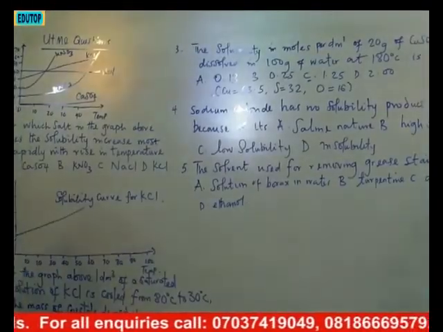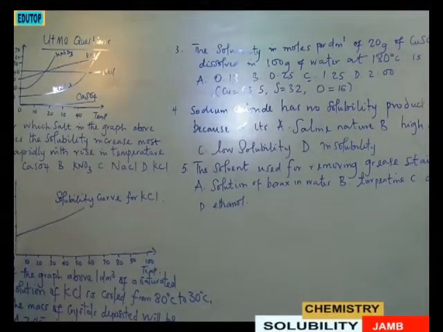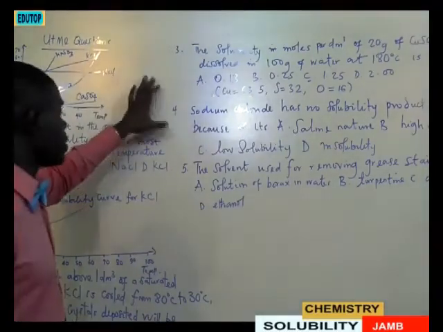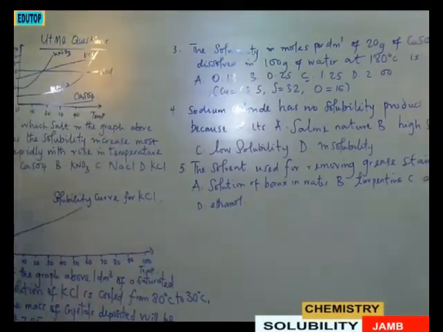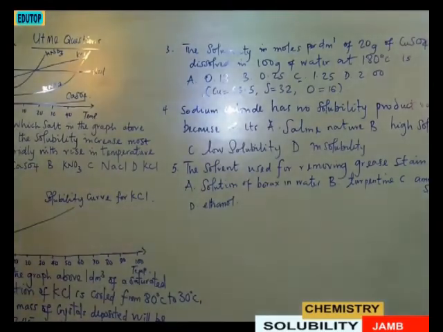Now, these are the UTME questions for solubility. The reason I have been able to cut it to this level is because most of those questions are repeated. So once you understand a particular one, you can use that to solve as many repeated questions as possible. This one is question 1. We have a solubility curve. For which salt in the graph above does the solubility increase most rapidly with rise in temperature?